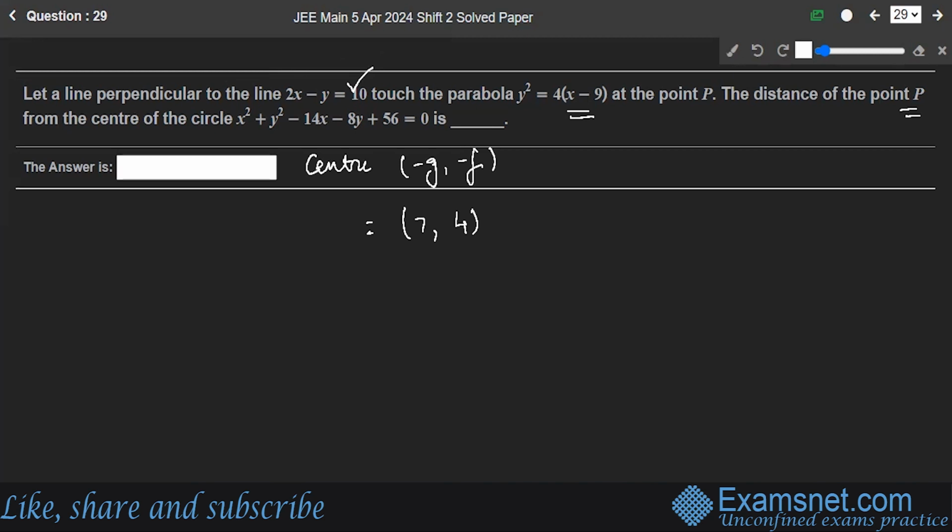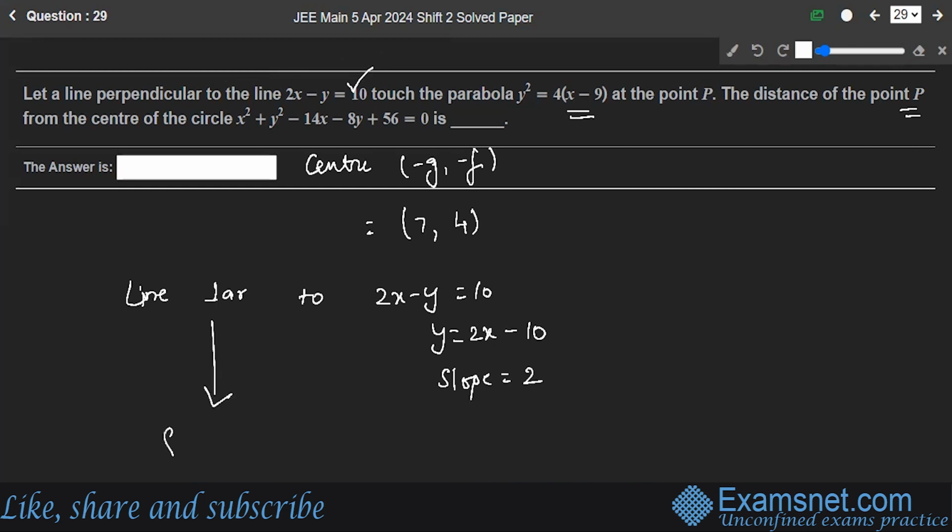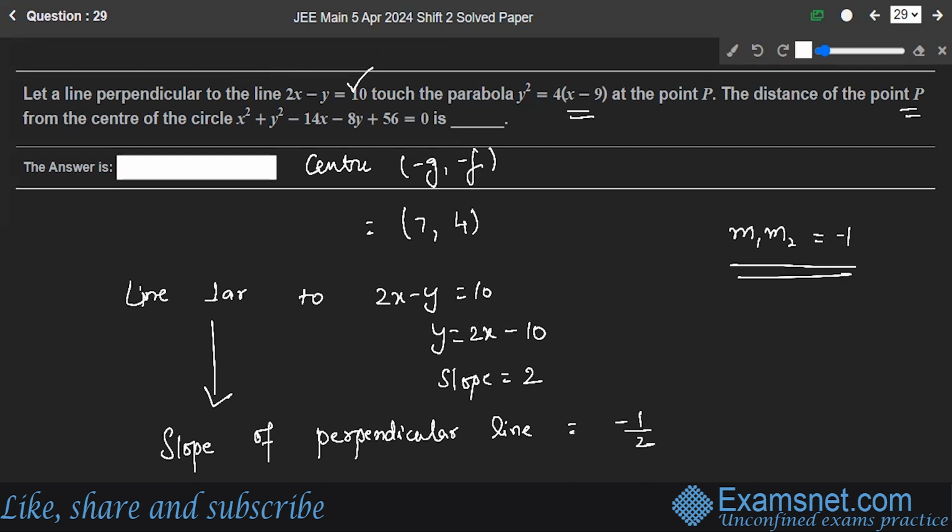So the line perpendicular to 2x minus y is equal to 10. This will have y is equal to 2x minus 10. So that means the slope of this line is equal to 2. So what will be the slope of the line which is perpendicular to this? The slope of the perpendicular line will be equal to minus 1 by 2, because you know the product of the slopes of two perpendicular lines is equal to minus 1. Now I got the slope of that line.